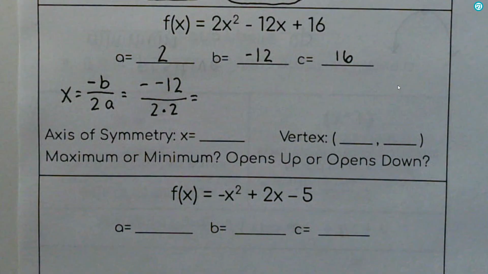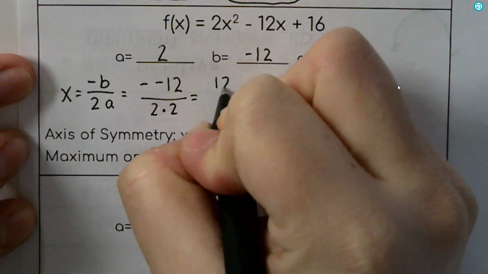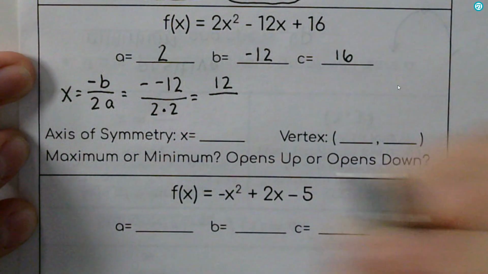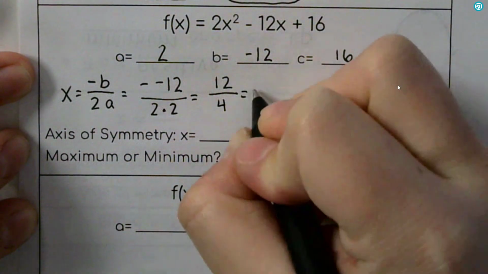So there's a negative that's part of the formula or equation. My b value is also negative. So I'm remembering I have both of those negatives. -12 is now +12. And then 2 times 2 is 4. So I have 12 over 4, which is 3.